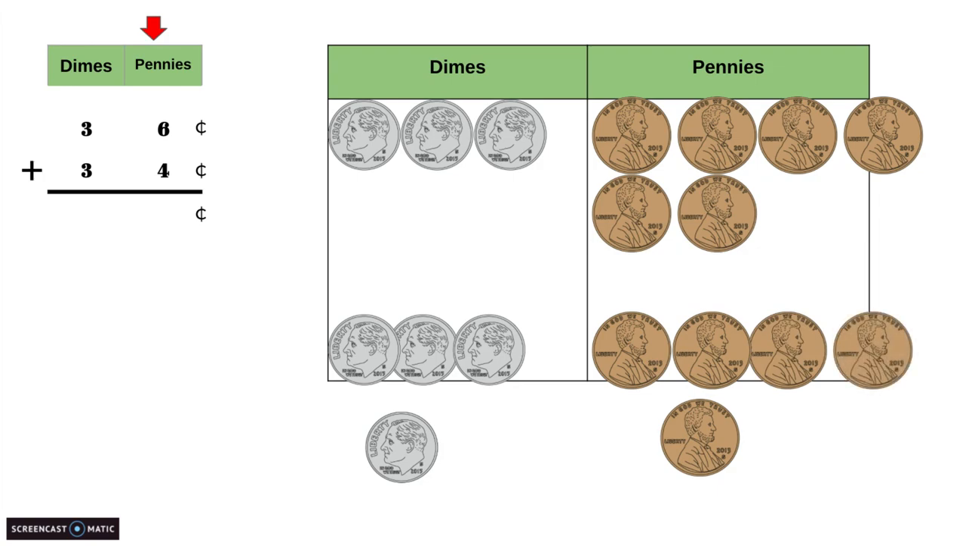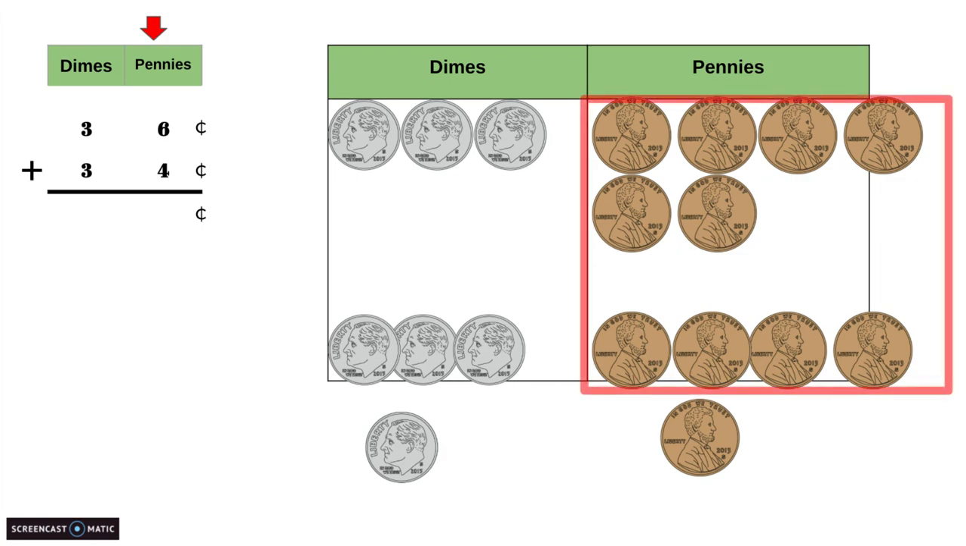Now, remember, again, if we want to make a bundle, it has to be 10. Let's see if we can make 10 here. 1, 2, 3, 4, 5, 6, 7, 8, 9, 10. We can make 10 here. So I'm going to bundle, and I'm going to move it over to make a 10. Now, there are 0 pennies left. And I moved the dime that we made from the pennies over into the dimes section.